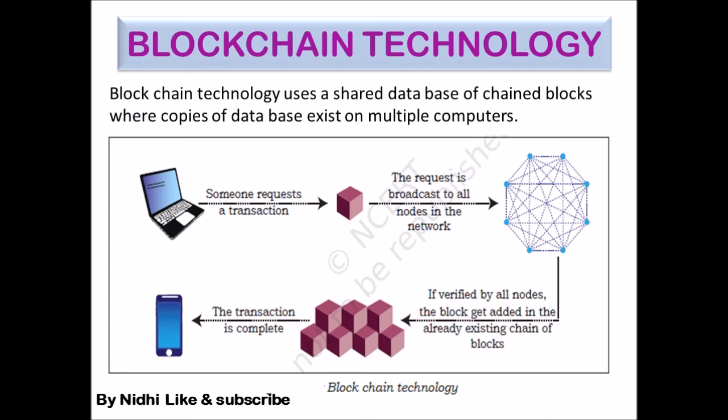All these nodes are connected, and they have all the history related to that particular block or other transaction history. So they will check whether the current request is valid or not. They will check their databases or the rules that are defined for them. If verified by all the nodes, if all the nodes agree on that particular data, then they give permission for that data to be verified, and after verification it is added to the database that they already have. So if verified by all nodes, the block gets added to the already existing chain of blocks.